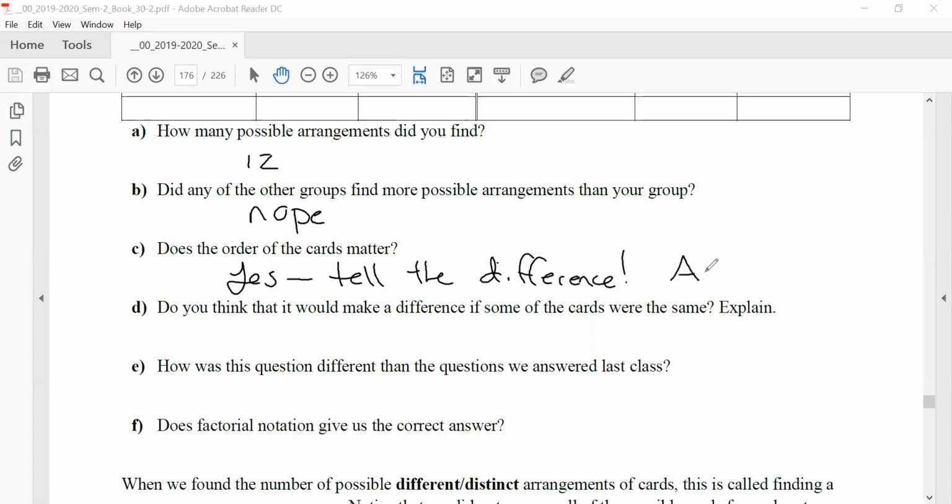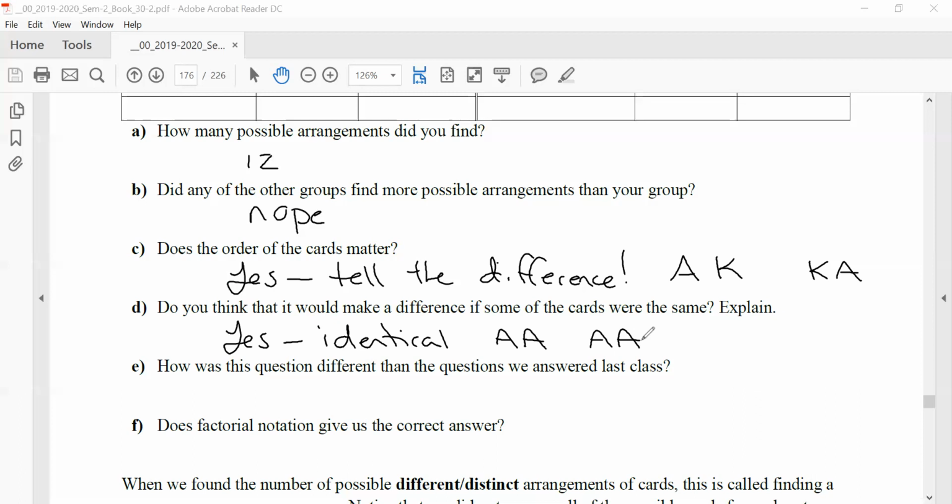So again, what I'm really trying to say there is if I had an ace in the first spot and a king in the second spot, I can tell the difference if it was a king in the first spot and an ace in the second spot. Do you think it would make a difference if some of the cards were the same? Yes. If they were identical, say I had an ace of clubs and an ace of clubs, I can't tell the difference between these 2 arrangements of the cards. So I'm going to have less examples or less cases for me to consider.